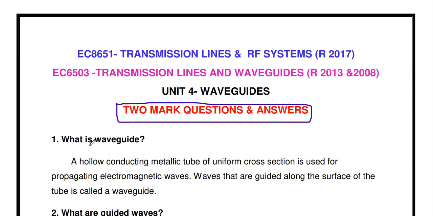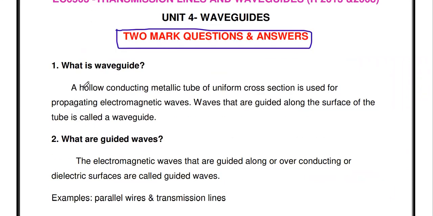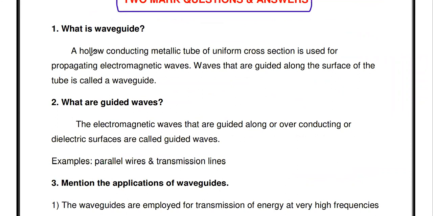Now we will discuss the 2-mark questions. The first question is, what is a waveguide? A waveguide is a hollow conducting metallic tube of uniform cross section used for propagating electromagnetic waves. In order to propagate the electromagnetic wave, we take a guided medium, and one such guided medium is called a waveguide. So this waveguide is nothing but a hollow conducting metallic tube of uniform cross section.